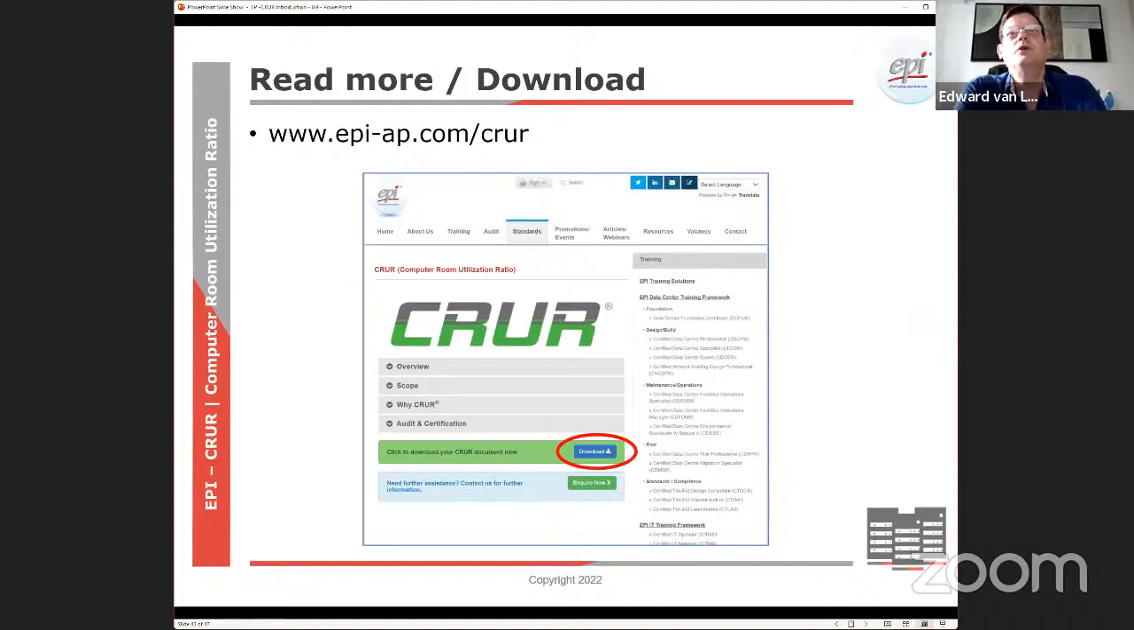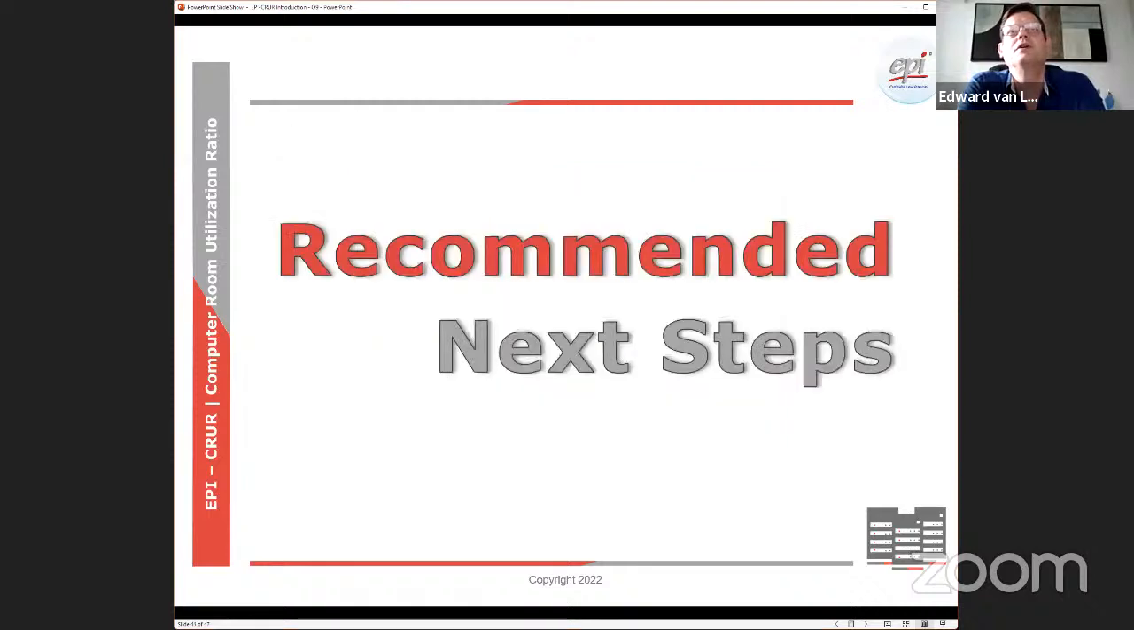If you want to know more about CRUR, you can look at our website. The web address for the download is indicated on this chart. I would highly recommend that you download it. It is free of charge. So in that sense, you get a document that is very helpful for you, hopefully to save some money and help you towards your sustainability objectives.